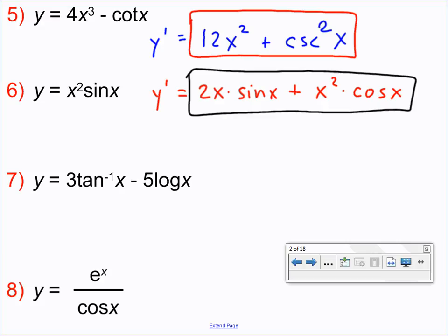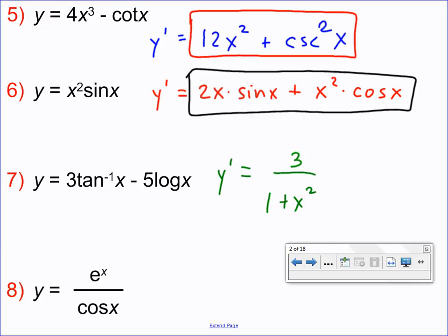So I'm going to call on you for this one. I know you guys know inverse tangent. That's one of my favorite derivatives. So what's that going to be, Vivian? 3 plus 2. Good. And then minus 5 times log of x.